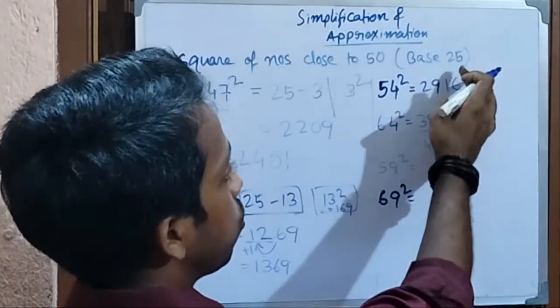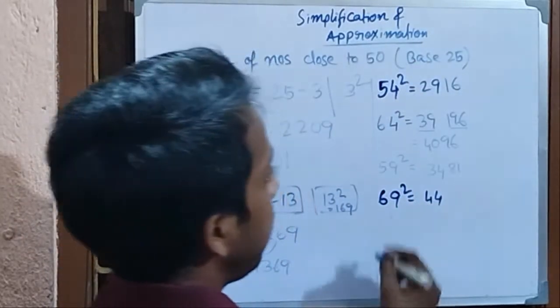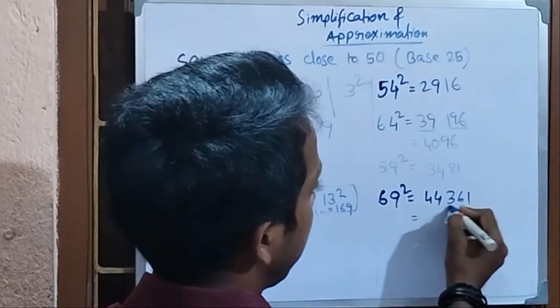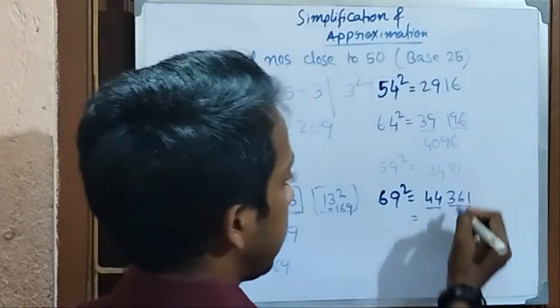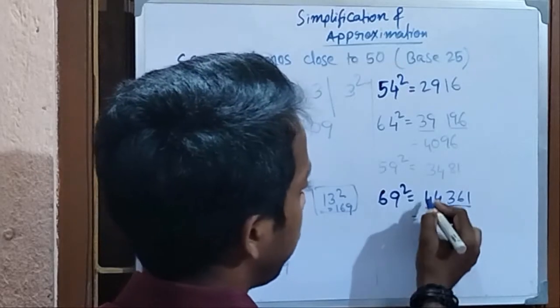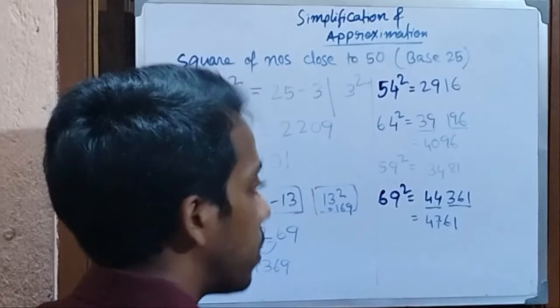So 19 should get added to this 25. So 25 plus 19 is 44. And 19 square is 361. As we know, this individual box would carry only a 2-digit number. So here we get 61 only, and this would carry forward and get added to the first box. So 4761 is the answer.